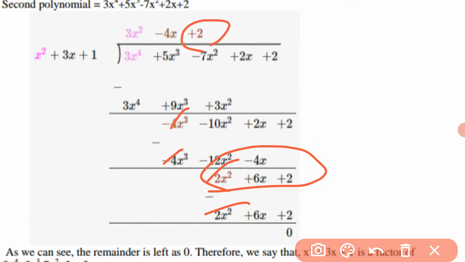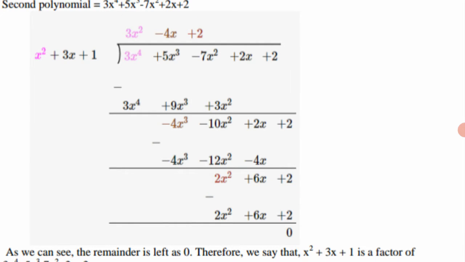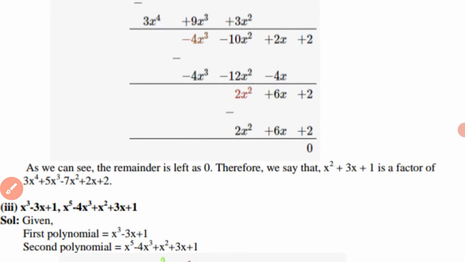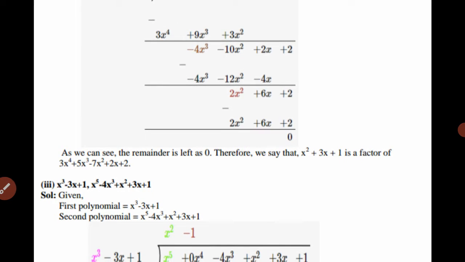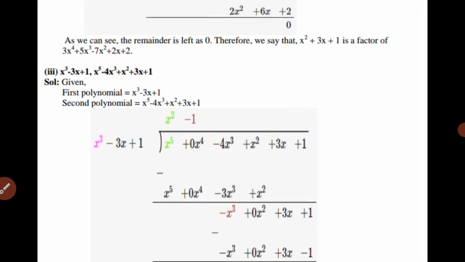Now in the same way here also the remainder will be 0. When the remainder is 0, as we can see the remainder left is 0, therefore we say that x square plus 3x plus 1 is a factor of 3x power 4 plus 5x cube minus 7x square plus 2x plus 2. Now in the same way the third part is also the same.